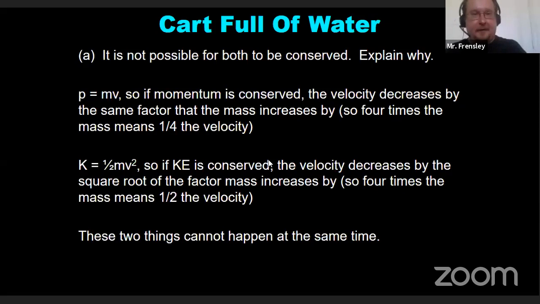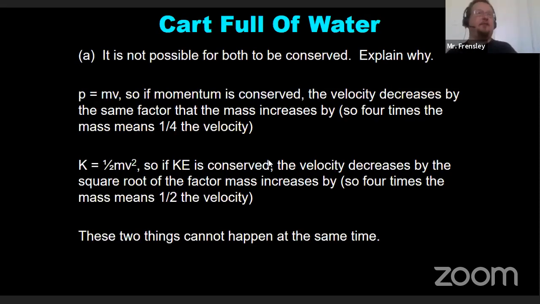Okay, here's the deal. Why can you not have both of them conserved at the same time? So here's what I said. You could probably say it faster. P equals mv. So if momentum's conserved and the m doubles, then the v has to be halved. They have to go up and down by the same factor.